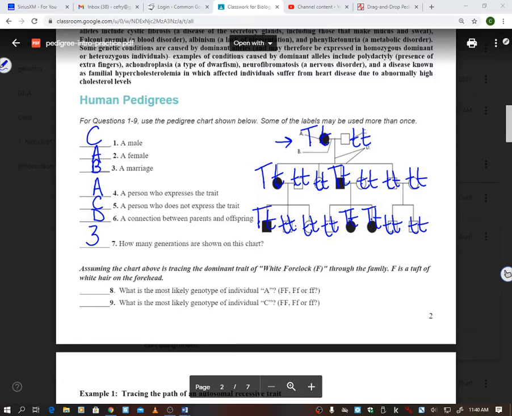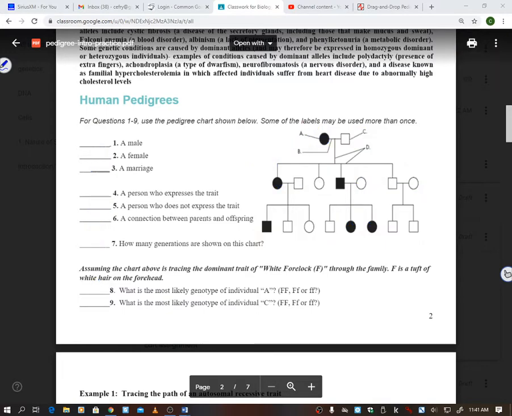Now the grandkids, if this were something serious, may care and may want to know. So what is the most likely genotype of individual A? Well, let's look at individual A. We said that it's going to be a capital T, lowercase t. What is the most likely genotype of individual C? Well, individual C has to be lowercase t, lowercase t. That's all he can be. In this case, if you don't have that disease, you are recessive. If he had a capital, he has the disease. All right, let's move on.